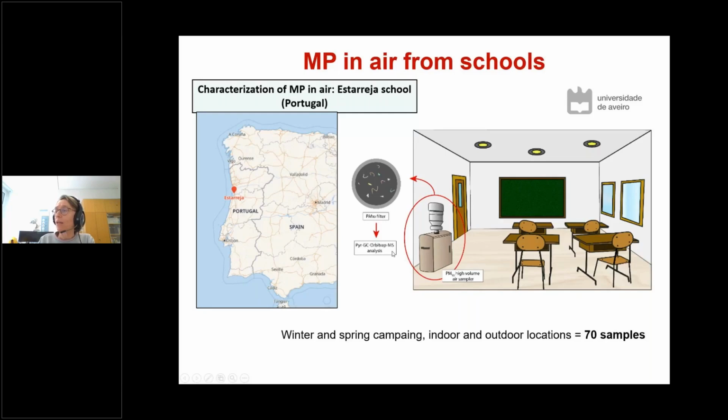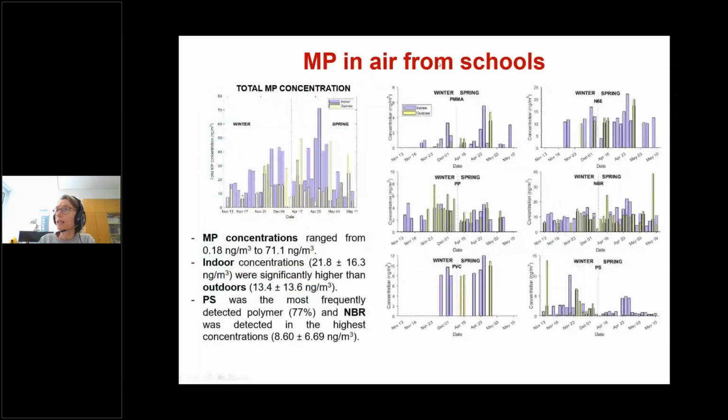Yeah, please go ahead. Okay, we do indoor air in schools, and this is the microplastic concentration: in purple, it's indoor, and in yellow is outdoor. What we find is that in indoor air, systematically, the concentrations are higher than outdoors. The concentrations range from 0.2 to 71 nanograms per cubic meter.